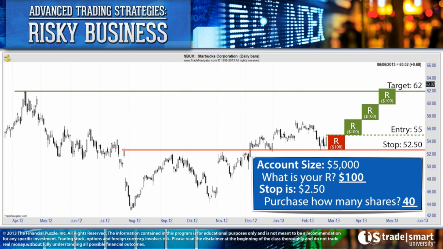And remember this example from Starbucks, just a quick review. If somebody has a $5,000 account, the maximum they would risk on each trade would be 2%, or $100. In this example, the entry is $55, the stop is $52.50, and the target is $62. Your R is $100 and your stop is $2.50, so you would be able to purchase 40 shares.